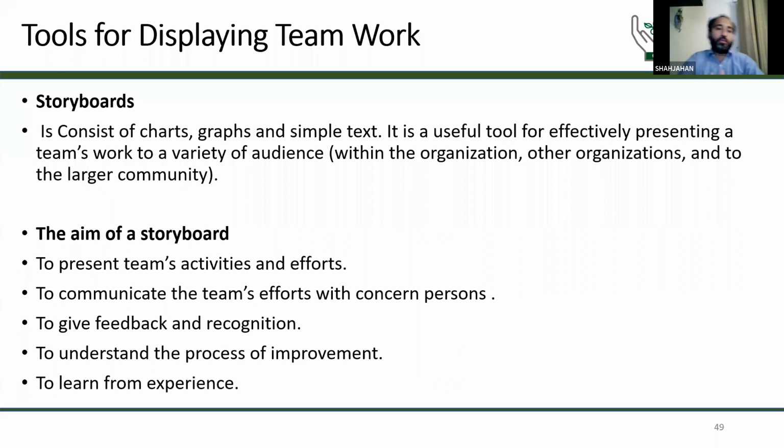Now this is another... Dr. Shahjahan. Yes. Just sorry to bother you. You have half an hour left. Just to remind you that. Yes. Okay, thank you.